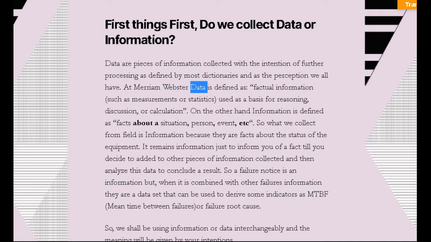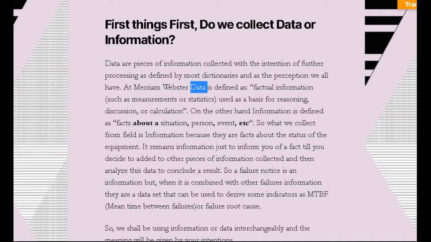So the definition of data is that it's some factual information used as basis for reasoning, discussion, and or calculation. So data is information that will be used for discussion, calculation, or so on. But what is information? Information is some facts. You can see it here, the definition of information. It's some facts about the situation, person, or event.